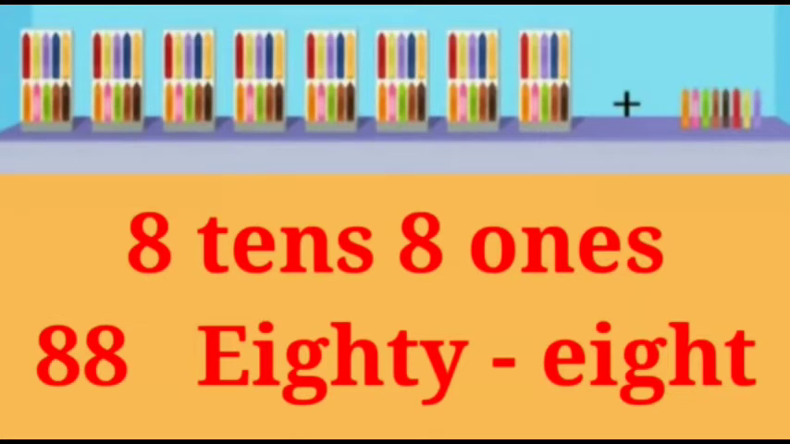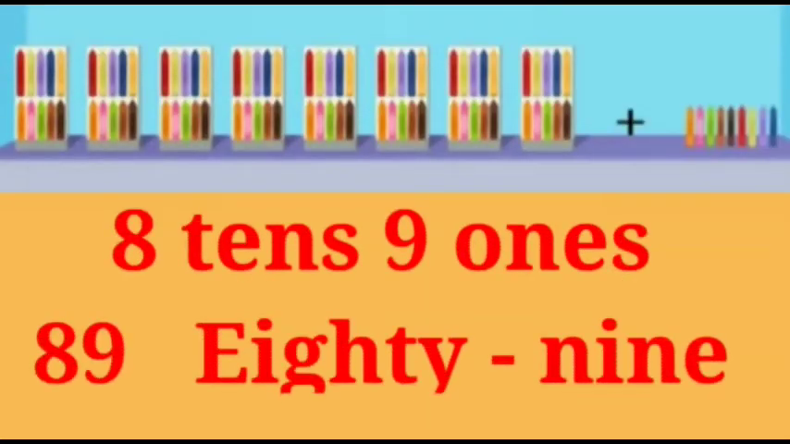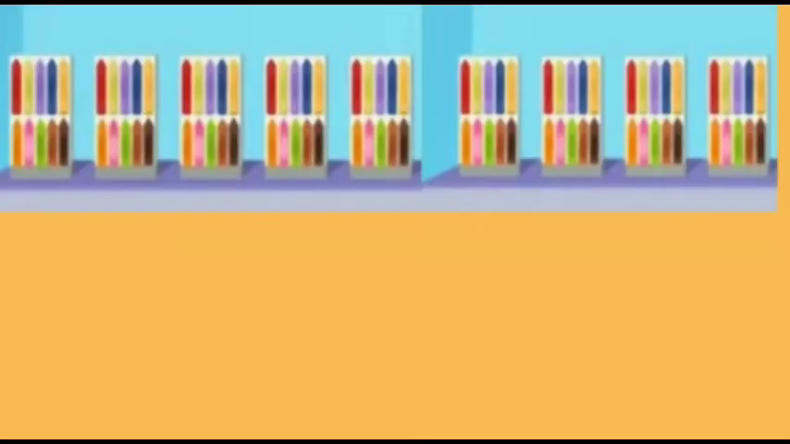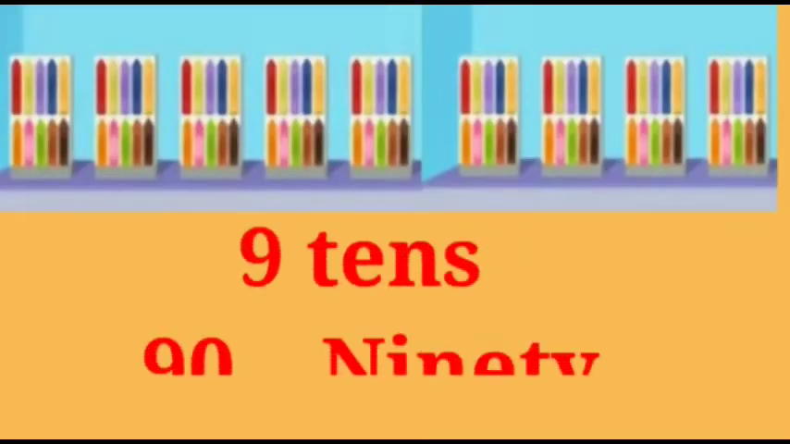EIGHTY, 80, EIGHT, 8, 88. 8 tens, 9 ones, 89. EIGHTY, 80, NINE, 89. If we add 1 one to the 9, it will become 1 more 10. Now, how many tens are there, children? 9 tens are there. 9 tens means 90. NINETY, 90.